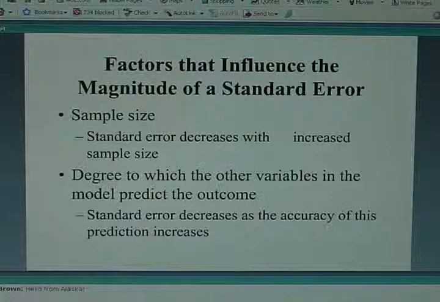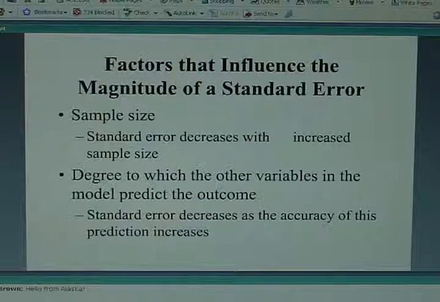But what is going to change is your standard error. It's going to become smaller. As you might expect, bigger data sets are going to give you more precise results. They're going to give you results which have standard errors which are smaller. So one thing that impacts the size of the standard error is the sample size. Standard errors will decrease with increasing sample size.